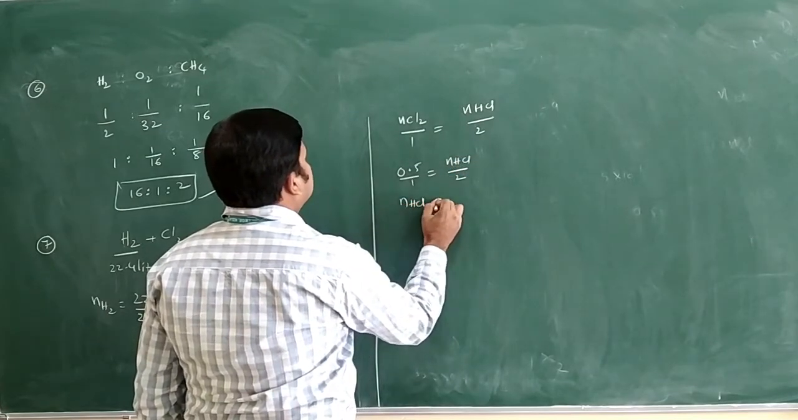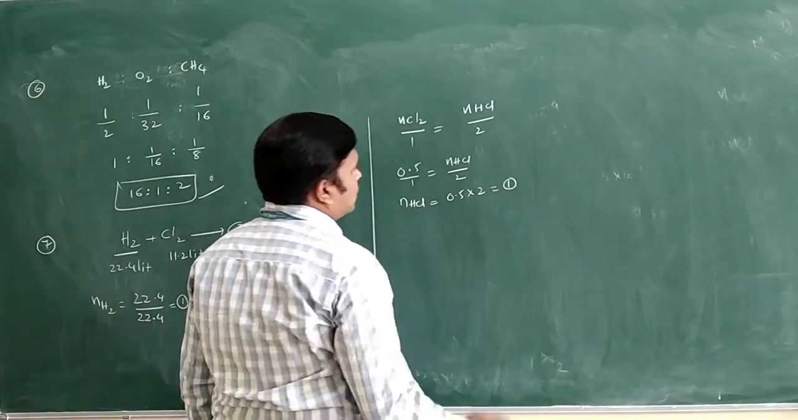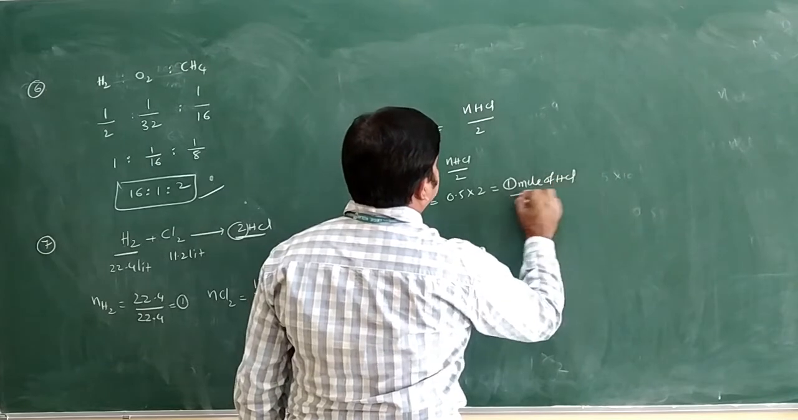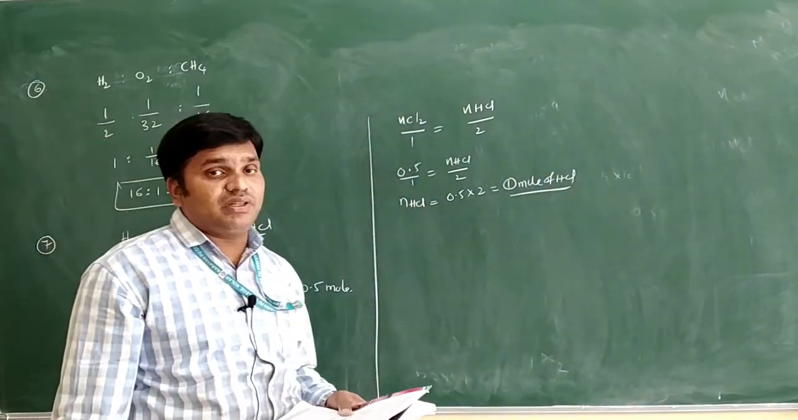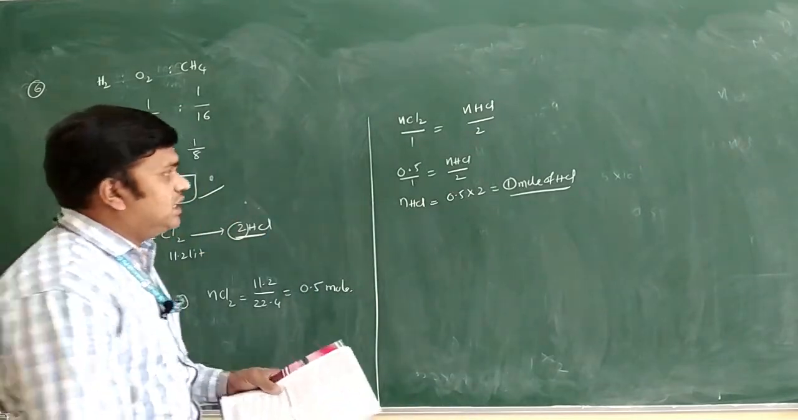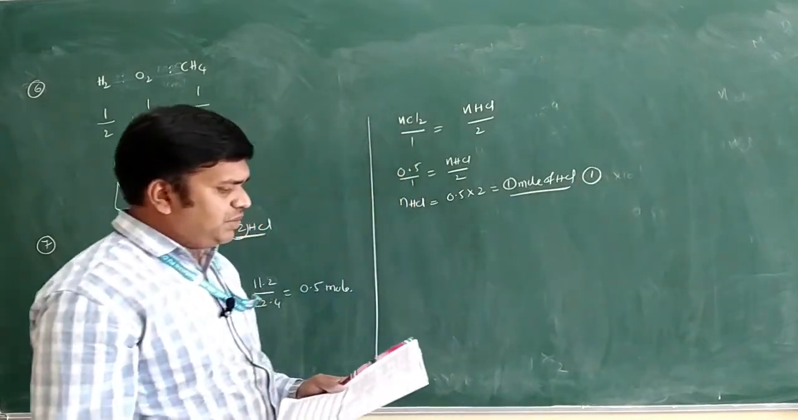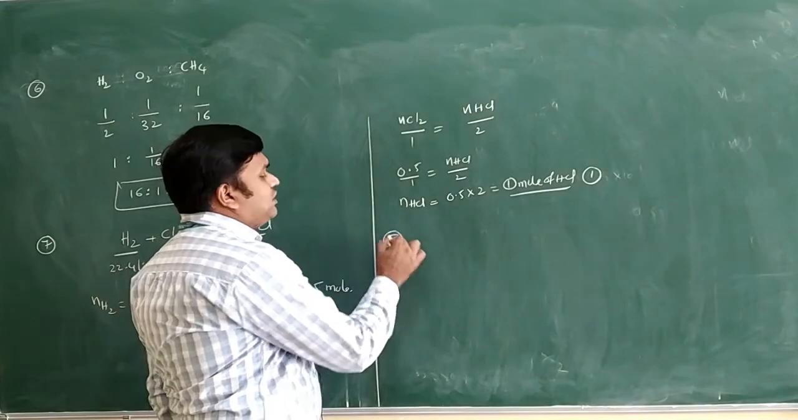The number of moles of HCl is equal to 0.5 into 2, that is equal to what? 1. What is formed here? 1 mole of HCl is formed in this reaction. So you will see the options here. The first option is the correct answer for this one. This is question number 7. Now we will see question number 8.